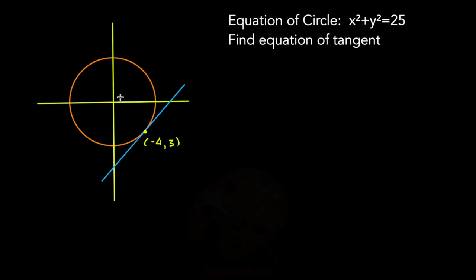Firstly, the centre of the circle has to be at the origin, because a and b aren't included in the equation, so they must be 0. The second thing we know is that the radius of the circle must be 5, because 25 is r squared, and the square root of 25 is 5.